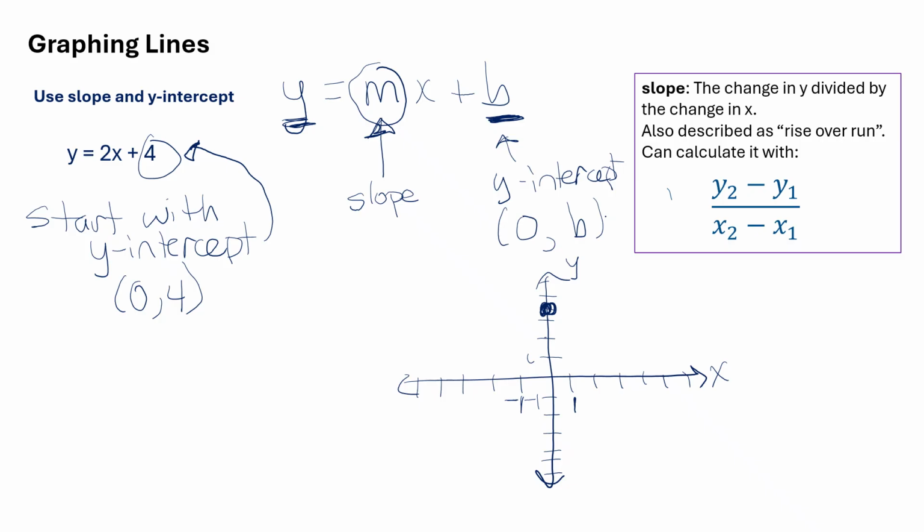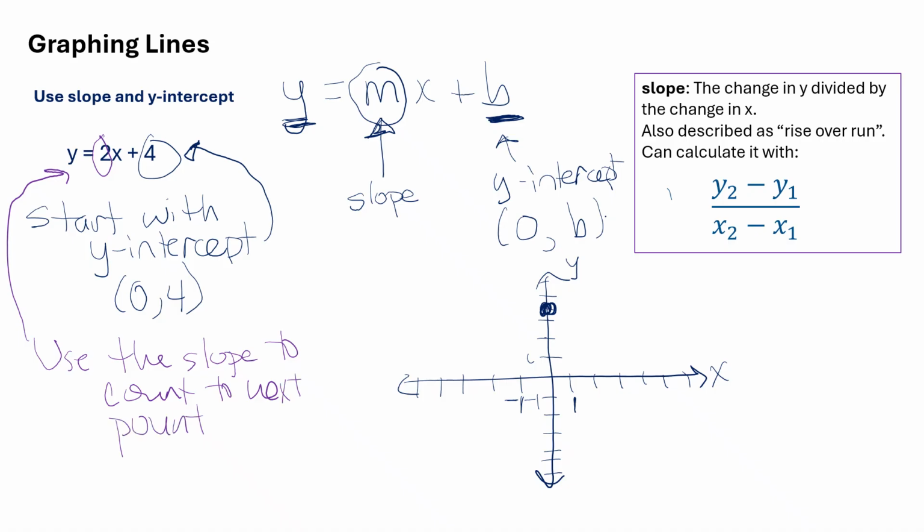But now instead of finding another point from the equation like we did before, I'm going to say this slope that I have, this 2, is my slope. So then I'm going to use the slope to basically count my way to the next point. So the slope of 2, and I have this little description over here. Slope is change in y divided by change in x, sometimes described as rise over run. So slope, which has the symbol m, is equal to 2.